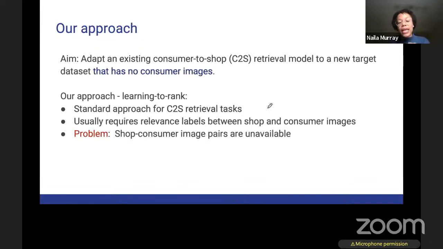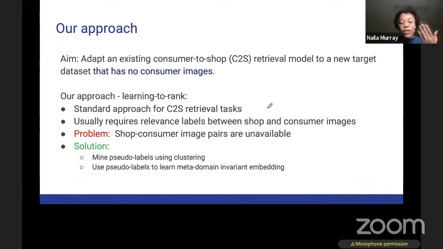As we mentioned, we're interested in a scenario where consumer images are unavailable, which means that these image pairs are unavailable as well, which makes constructing this triplet not possible. So what we propose to do is to mine pseudo labels, to try to mine for relevance labels using a clustering approach. Then we're going to use these pseudo labels to learn this meta domain invariant embedding using our standard learning to rank approach. And then, now that we have this embedding space that conforms to our notions of similarity, we can simply use a dot product at deployment time, for example, to rank images by relevance.